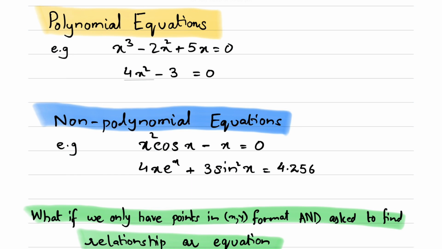Everyone. In the last couple of videos, we learned how to solve polynomial and non-polynomial equations, where we were given an equation and our goal was to find the roots. Now let's consider the case when we are not given an equation and what's in hand is just a bunch of coordinates in xy form. And we are asked to establish a relationship between these variables. Or, in a more formal way, to find a relationship between dependent and independent variables.